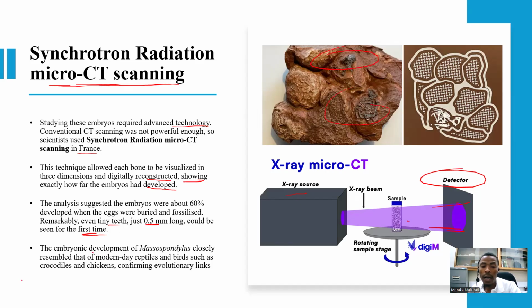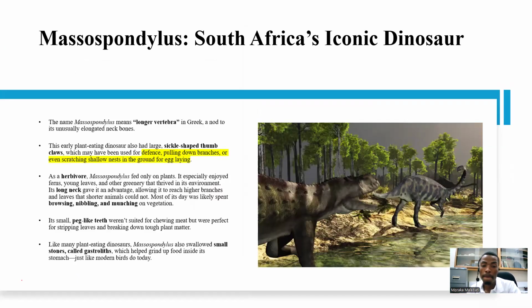The embryonic development of Massospondylus closely resembled that of modern-day reptiles and birds such as crocodiles and chickens, confirming the evolutionary links. So, we've been saying Massospondylus, but what exactly is Massospondylus? Of course, you can see this is a long neck.